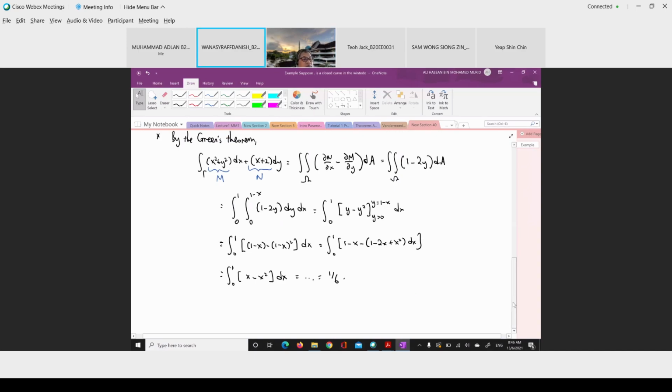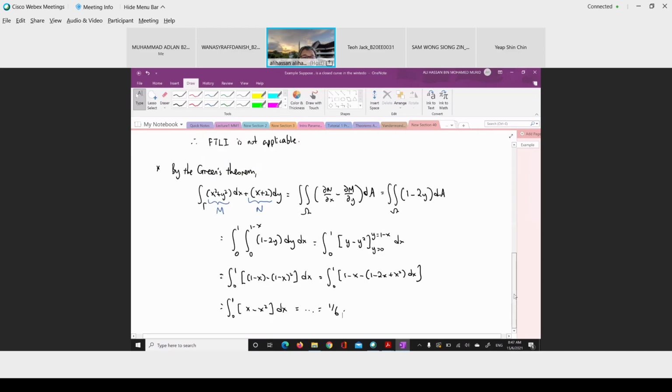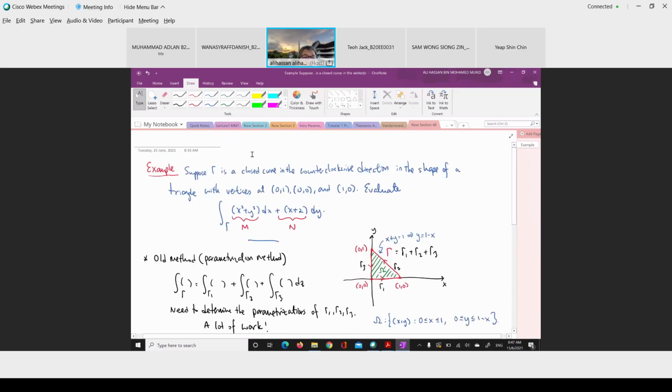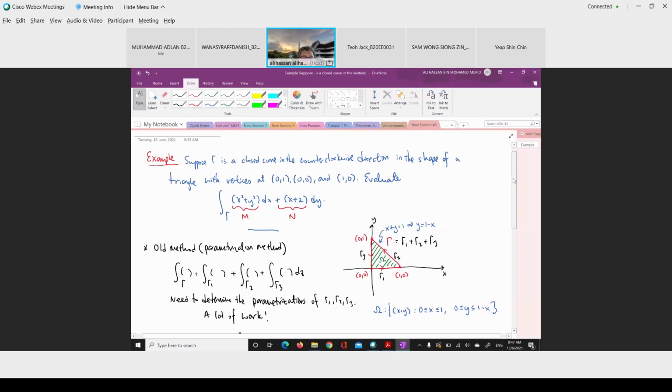Sir, does that mean we have to find the fundamental theorem first, or we just have to guess and use Green's theorem? If you see the question here, it does not say which method to apply, right? So there's a decision-making process here.